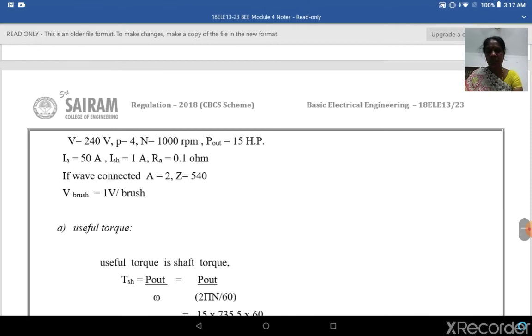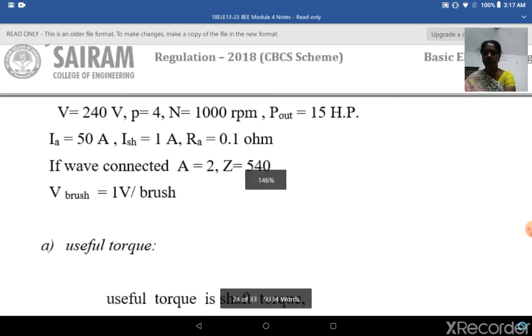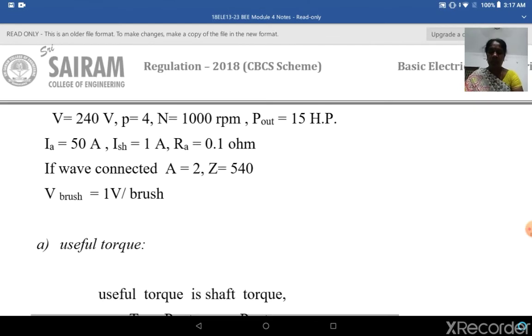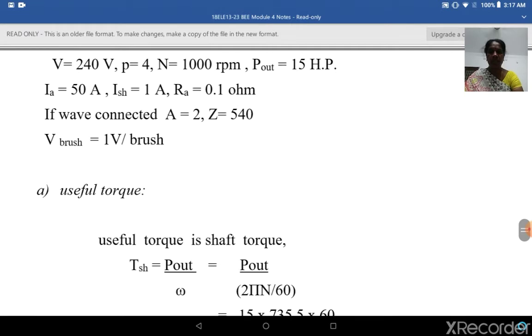V is equal to 240 volts. Number of poles is 4. N is equal to 1000 rpm. Pout is equal to 15 horsepower. Ia is 50 amps. I shunt is 1 amp. Ra is 0.1. If wave connected, A is equal to 2, Z is equal to 540. That is also given. V brush is 1 volt. The drop across the brush is also given. It is 1 volt.